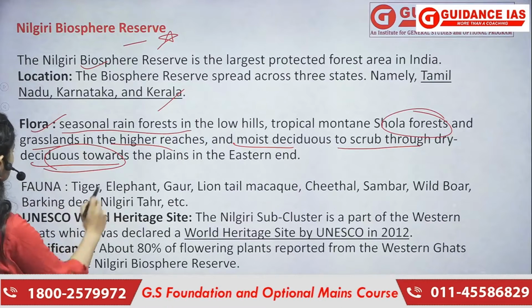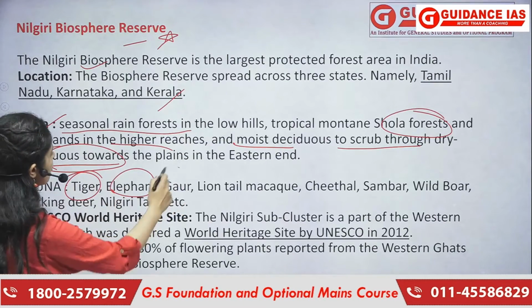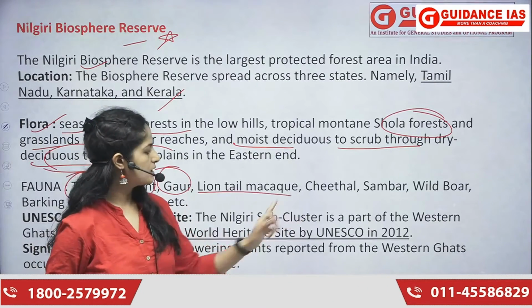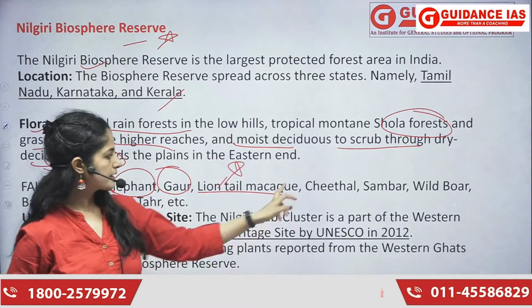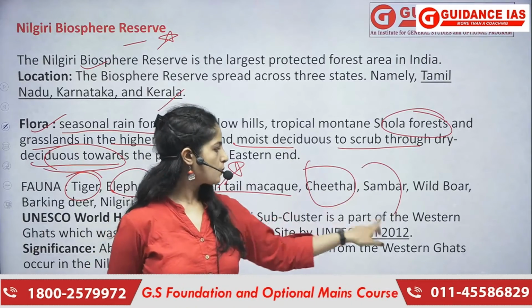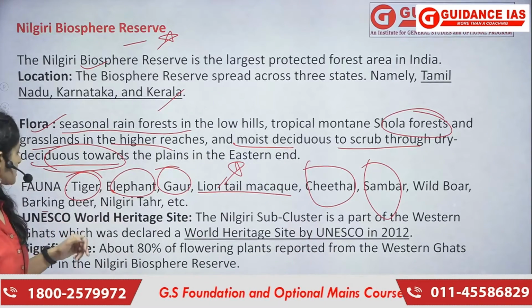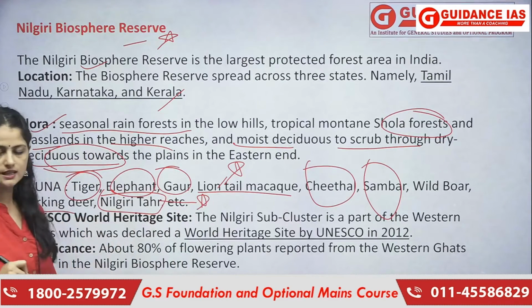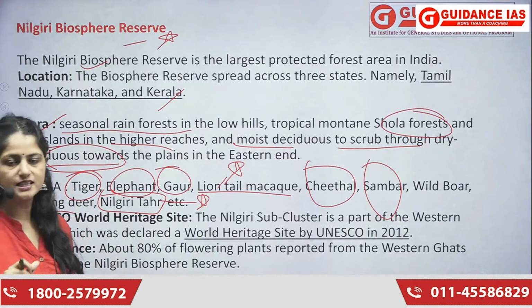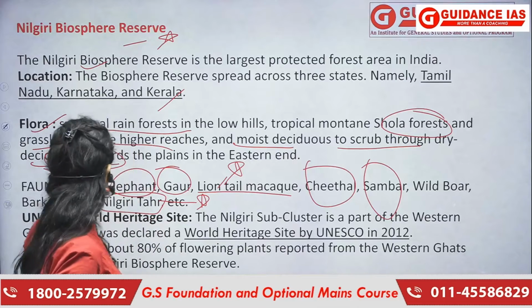If we talk about the fauna, तो tiger we find here, elephants we find here, gaur we find here, lion tail macaque we will find here, ठीक है? An important species news में भी रहता है, cheetal you will find here, sambar, wild boar, barking deer and Nilgiri thar, like I have told you. Again, a very important species. Okay? These species you have to remember. At least some of them you must know, right?